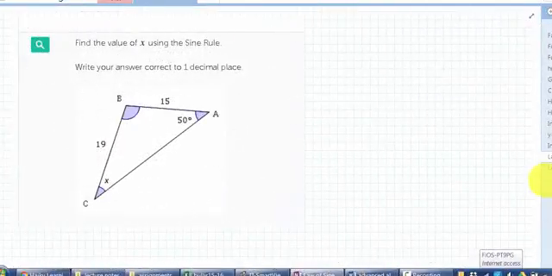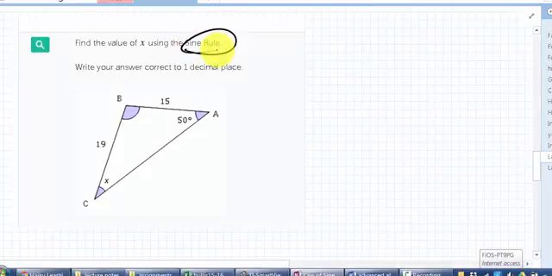All right, let's do a second example. Here we go. Find the value of x using the sine rule. It's the law of sines, okay? Math Space calls it the sine rule. It's the law of sines. All right, round your answer to 1 decimal place.